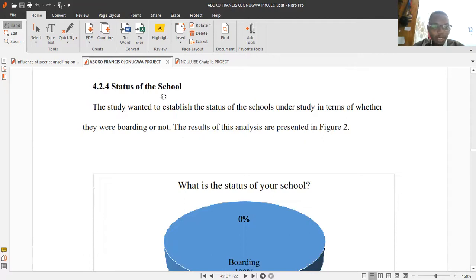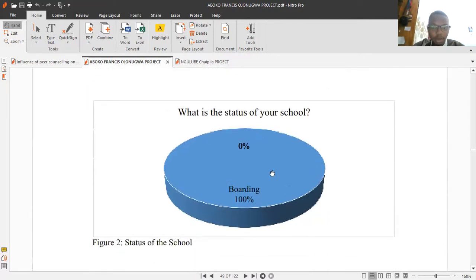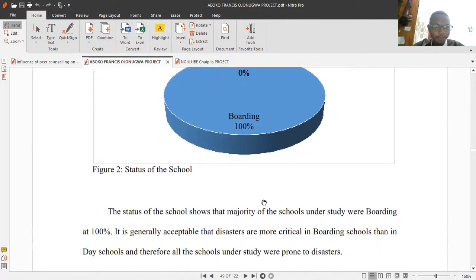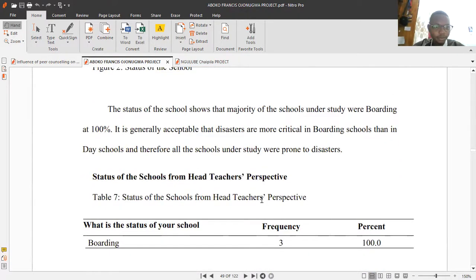And then we also have the status of the school. All the schools that you went to were boarding schools. Yeah. Then we have it here.